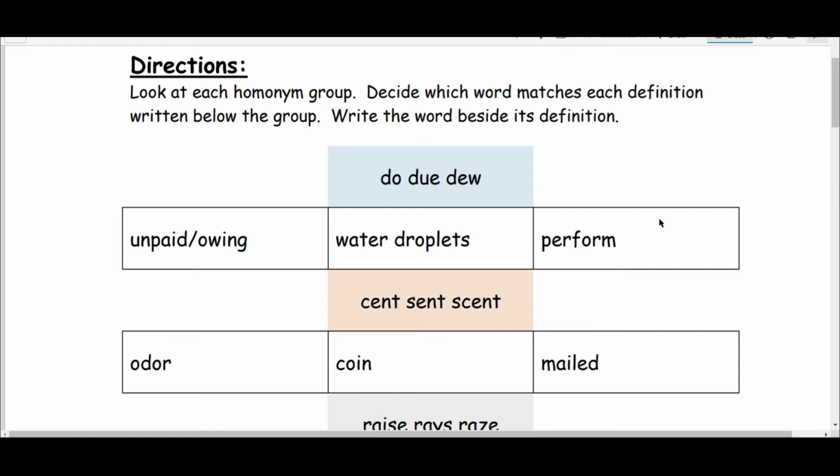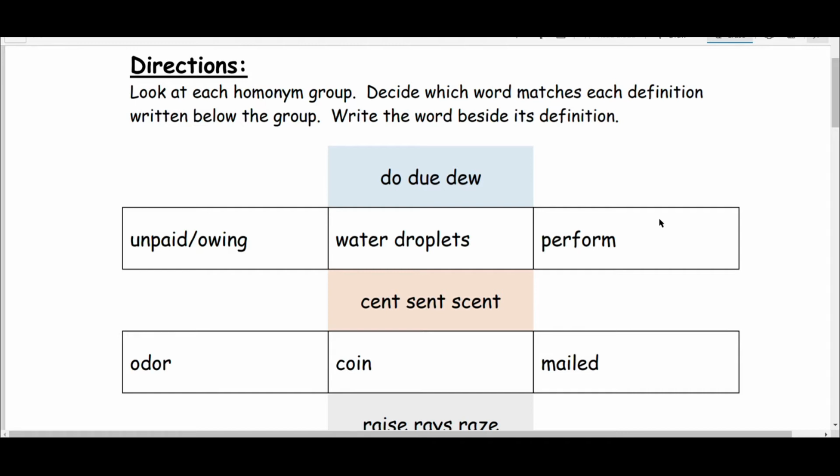The directions say, look at each homonym group. Decide which word matches each definition written below the group. Write the word beside its definition. So for our first set of words, we have do, do, and do. The definitions at the bottom are unpaid slash owing, water droplets, and perform.